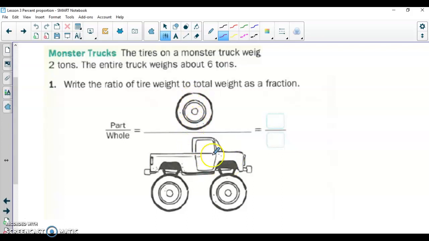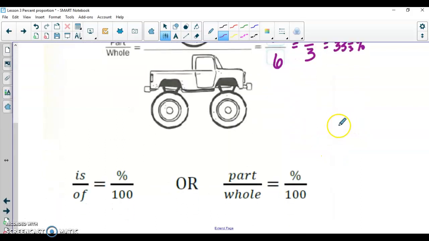So the tires are part of the whole entire monster truck that we have here. So we have 2 over 6 is our part over whole. That would tell me that the tires are 1/3 of the entire weight of the vehicle here. We're going to use that concept today to change this into a percent, because we know we could do 1 divided by 3, or we could change 1/3 into a decimal, and we would end up getting 33 1/3%. But we're going to talk about a quick way to do that with proportions today, because percents are always going to compare numbers to 100.